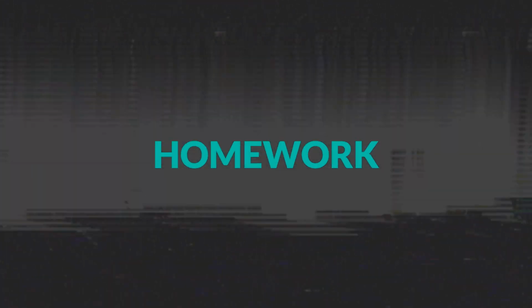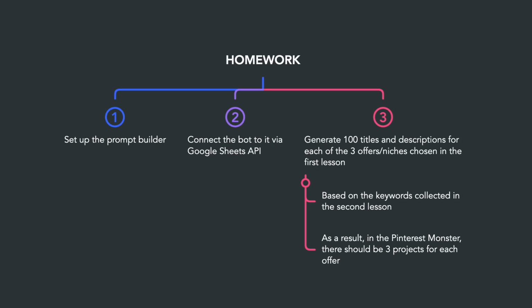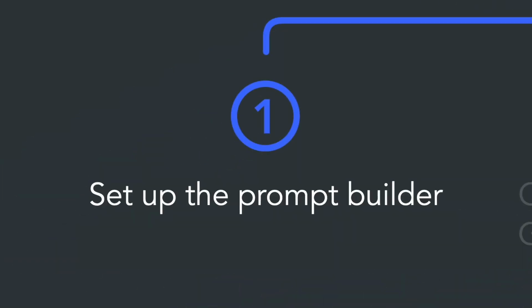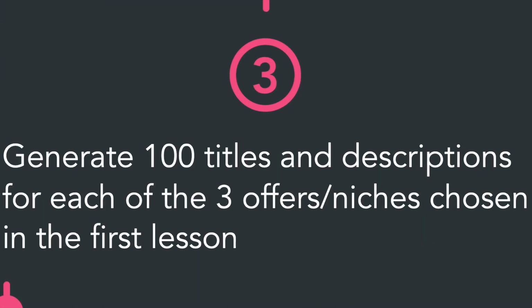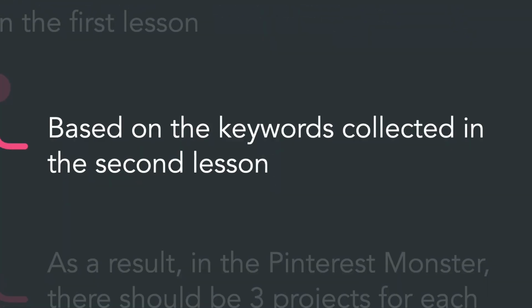Here is your homework for this lesson. You need to set up the prompt builder, connect the bot to it via Google Sheets API, and based on the keywords collected in the second lesson, generate 100 titles and descriptions for pins for each of the 3 offers or niches selected in the first lesson.